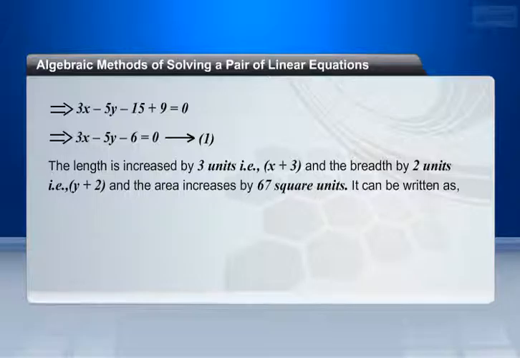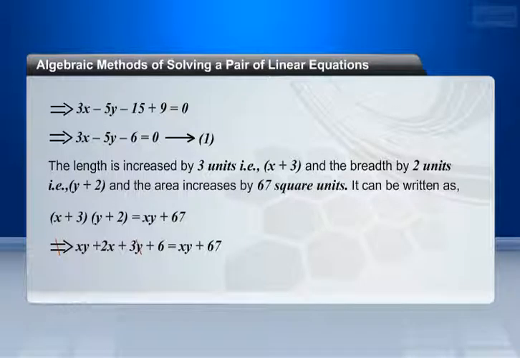Also given that, when the length is increased by 3 units, that is, x plus 3, and the breadth by 2 units, that is, y plus 2, the area increases by 67 square units. That is, it can be written as (x plus 3) into (y plus 2) equals xy plus 67.